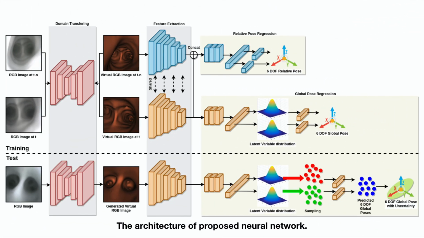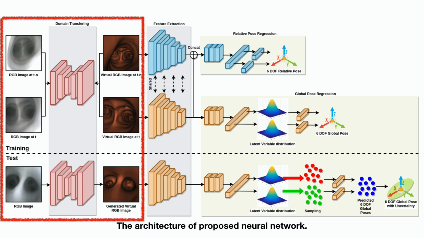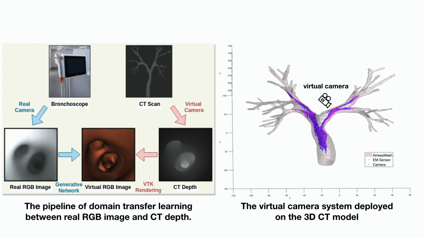The proposed network consists of two generative architectures and one auxiliary learning component, which can not only predict the global pose, but also estimate the corresponding uncertainty of each prediction. The cycle generative architecture bridges the domain variance between the real bronchoscopic videos and virtual views derived from preoperative CT data, so that the proposed approach can be trained through a large number of generated virtual images but deployed on real images. Here is the pipeline of the proposed domain transfer between the real RGB image and the CT depth.